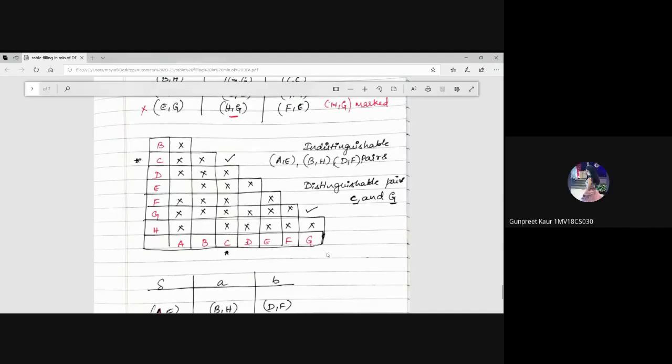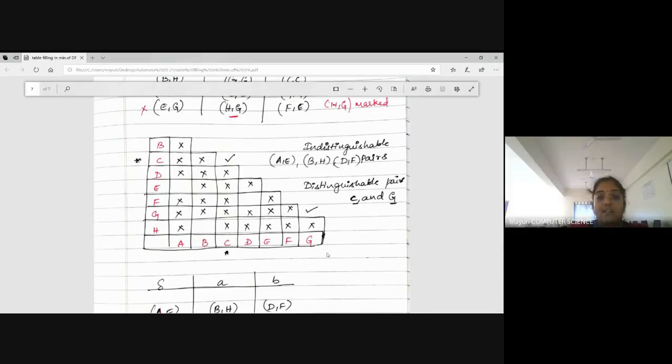Yes, ma'am. So, I can tell that C and G are the distinguishable pairs because they are completely made with cross marks. So, any pair you make as a cross mark, you call it distinguishable, right? So, these are the distinguishable pairs. Coming to indistinguishable, I can easily say that the empty cells A, E, B, H, D, F, these are all the indistinguishable pairs.